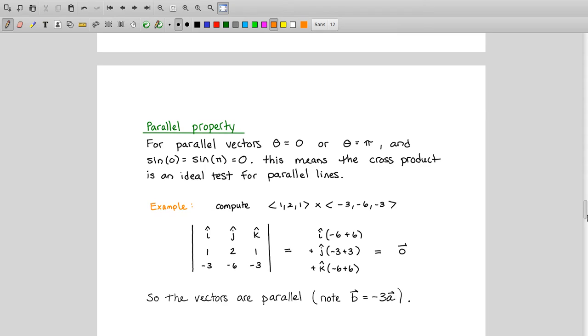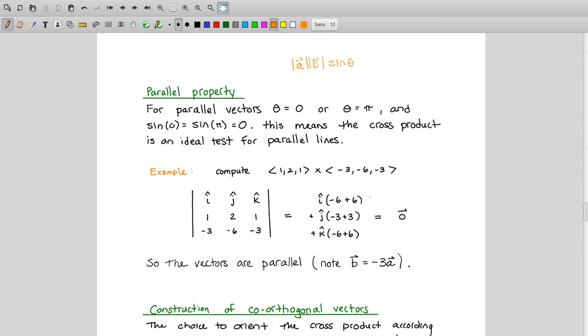Okay, first is this parallel property. Indeed, parallel vectors have a 0 cross product because the angle between them is either 0 or pi, and so when we plug this into the formula, A B sine theta, the sine of 0 is 0 and the sine of pi is 0. So the magnitude of the cross product of parallel vectors is 0, so the cross product itself is 0. Let's quickly verify that.